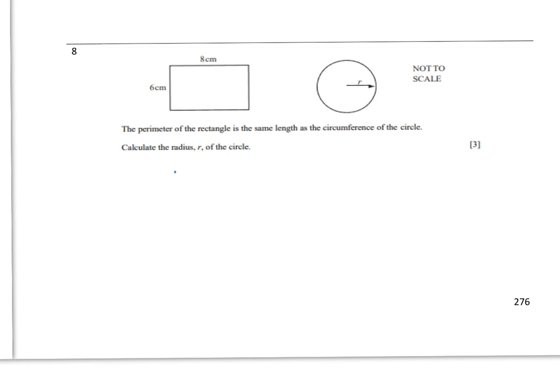8 times 2 plus 6 times 2. So 2 times 8 plus 2 times 6 equals the circumference of the circle, which is 2 pi r. Am I right? Yes, sir. Now 2 times 8 plus 2 times 6 equals 16 plus 12, 28. So 28 equals 2 pi r.